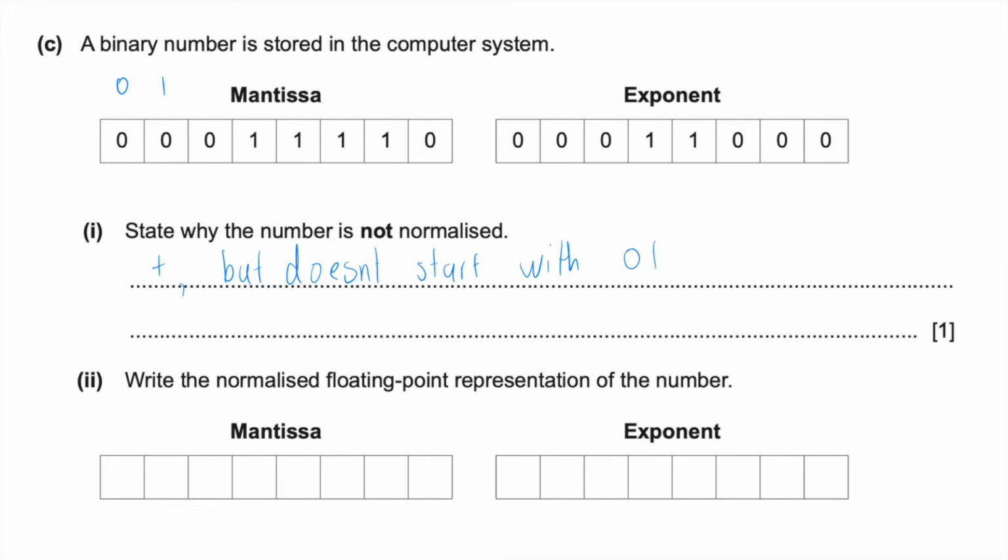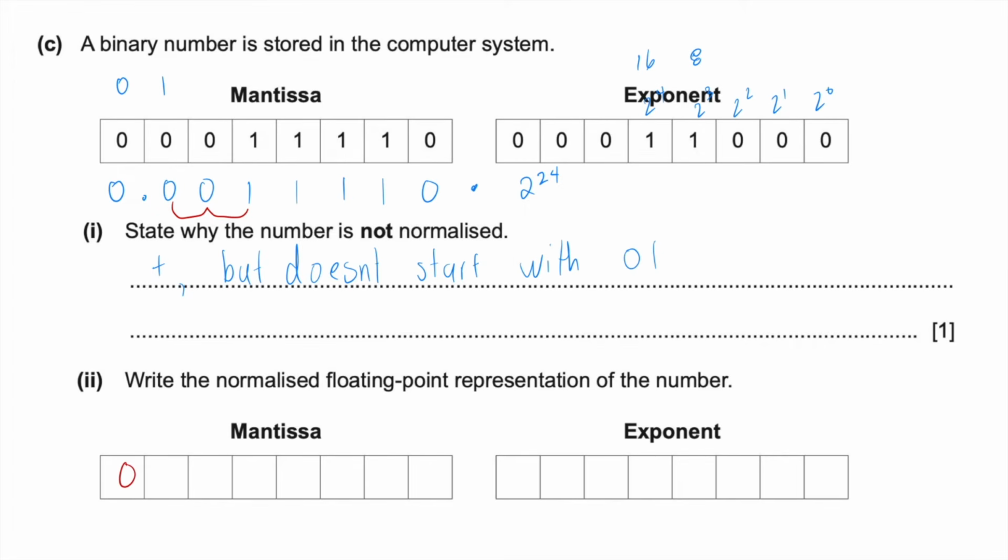Now if we want to write the normalized floating point representation of the number, we're going to have to go through the same process. So right here we can write this as 0.00111110 times 2 to the power of, so that's 2 to the power of 0, 2 to the power of 1, 2 to the power of 4, so 16, 8. So that means we're going to have 2 to the power of 24. Now we need to move this 1 over 2 times, which means our mantissa is going to look like this.